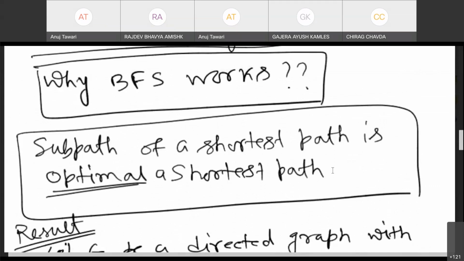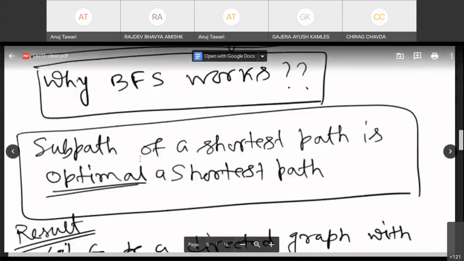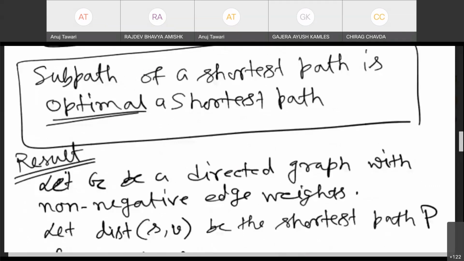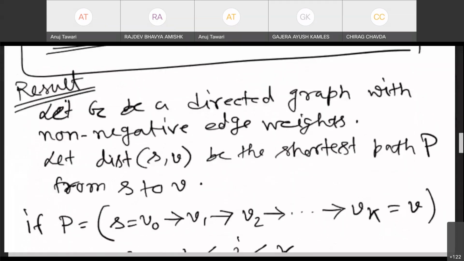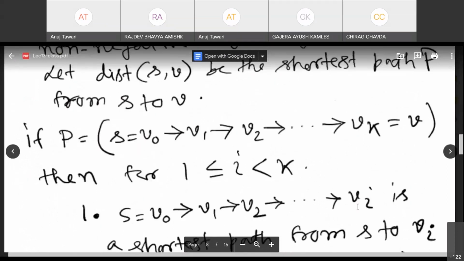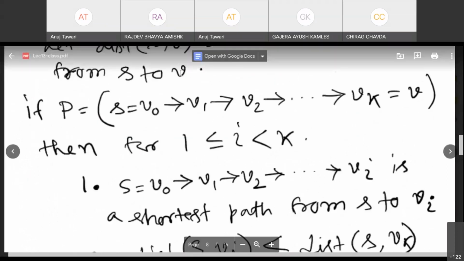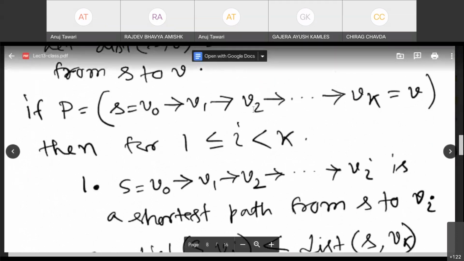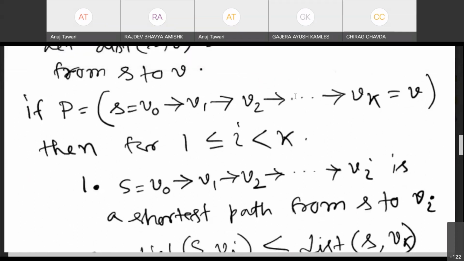Later we'll go to dynamic programming and we will see that this property is particularly useful. Every subpath of a shortest path is an optimal shortest path. So how do you prove this? Let G be a directed graph with non-negative edge weights and distance SV be the shortest path from S to V. Let's say this is our path, and we want to show that if I go from S to some Vi, then this particular path is also the shortest path from S to Vi.